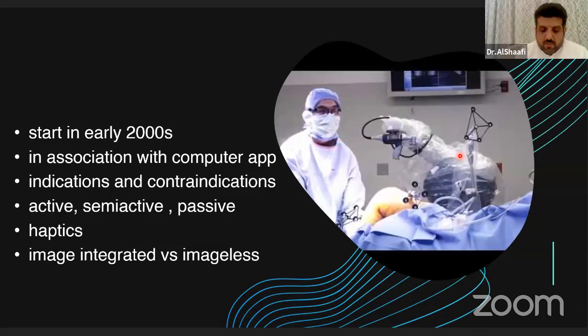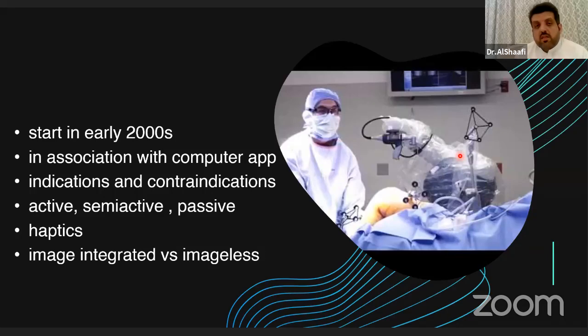The active system has a robotic arm that helps the surgeon perform a function as prescribed by the surgeon beforehand. Currently there is no FDA-approved active robotic application in knee arthroplasty.